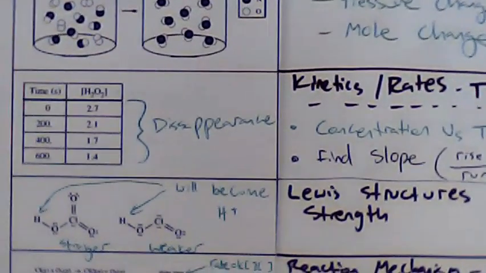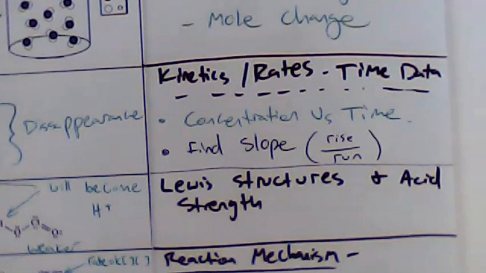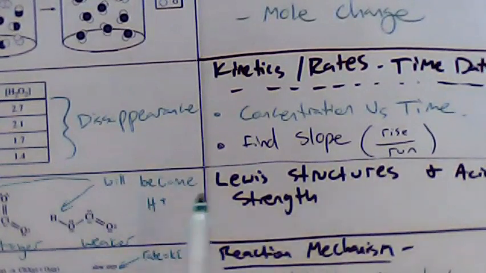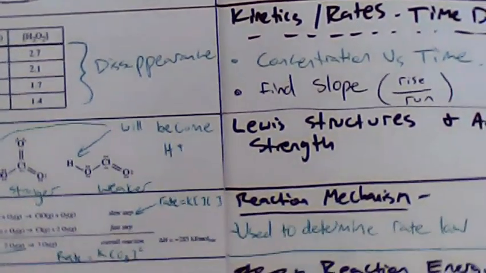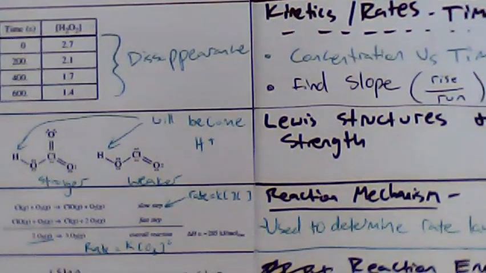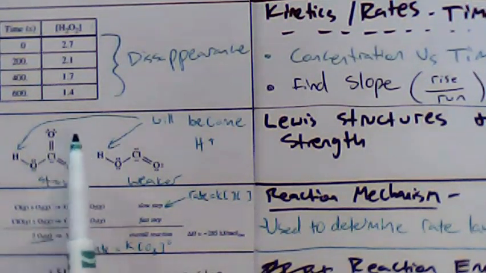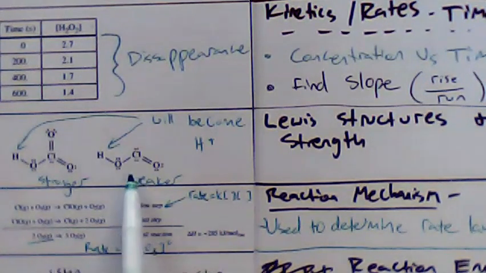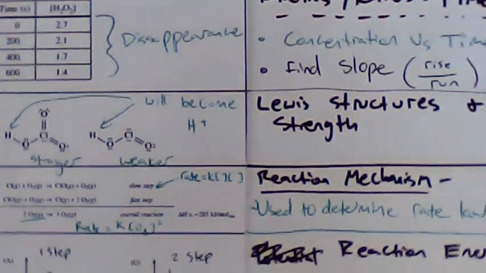Here's a kinetics rates question. Looking at concentration over time, you could find the slope based on this data, just looking at rise over run. Here's another Lewis structure, really just looking at strengths of acids. So which one of these two would the hydrogen be more likely to leave? It would be over here because we would have a larger electron cloud, a larger negative charge here. So H plus would be more readily available to leave here versus here. Again, strong versus weak acids.